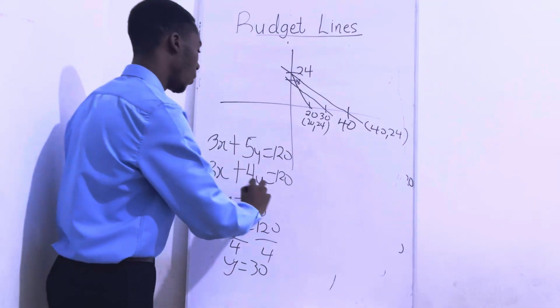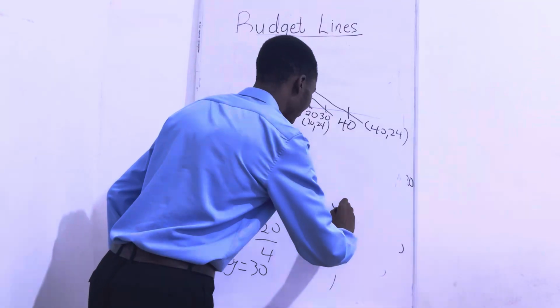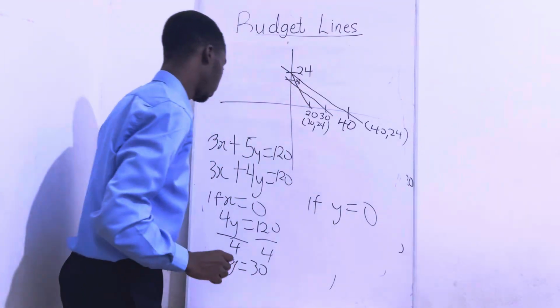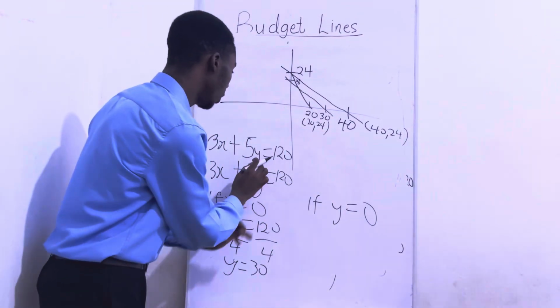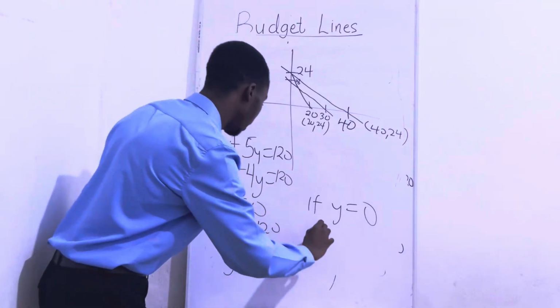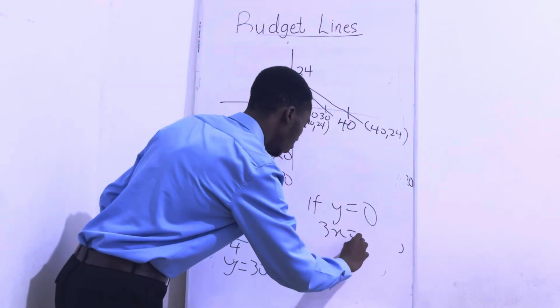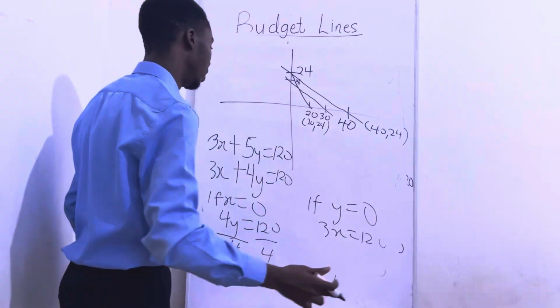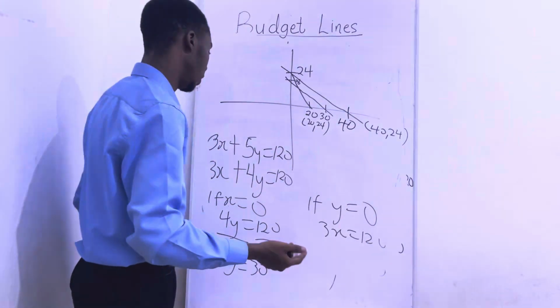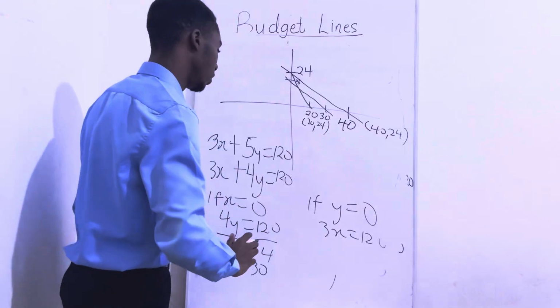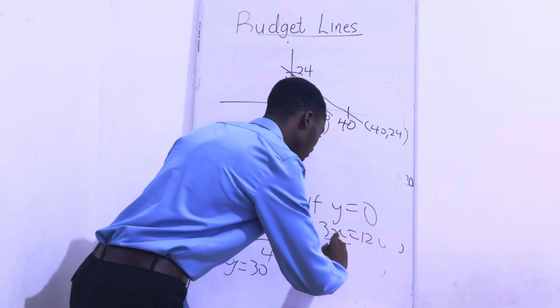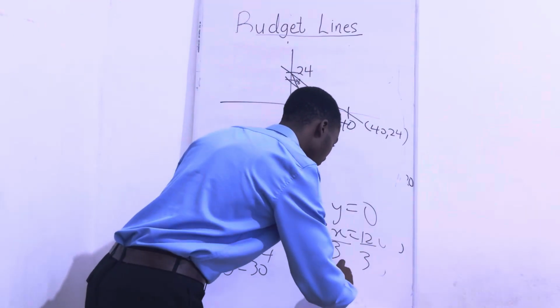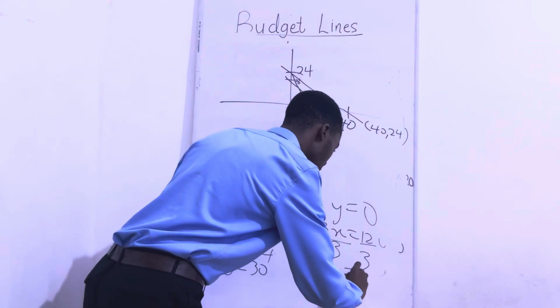Then we do the same for y. If y is equal to 0, all this part will be 0. So we have 3x is equal to 120, because it's going to be 3x plus 4 into bracket 0 is equal to 120. But 4 times 0 is the same as 0. So 3x is equal to 120. Then we divide both sides by 3. So x is equal to 40.